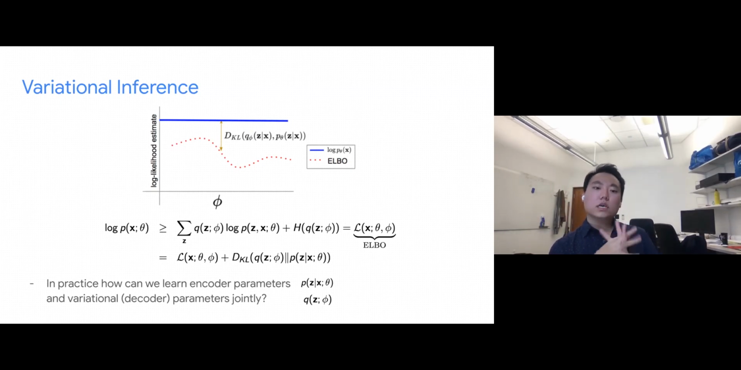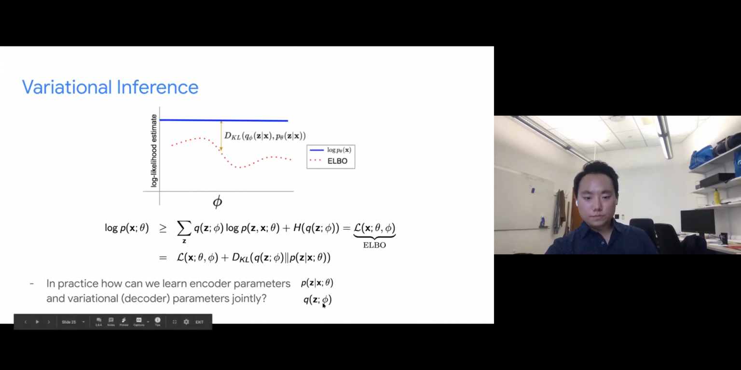So in practice, you want to be able to learn these variational parameters, as well as the other parameters in your model, including theta and any other parameters in your model, jointly. So how can you do that?